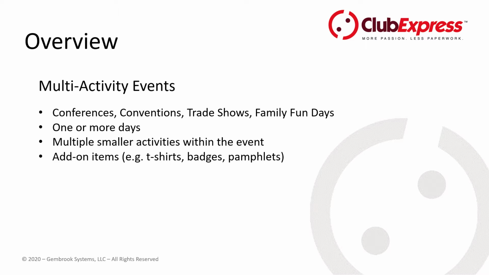So for example, if you want to give people the option to buy a t-shirt, you can configure the individual activity as an item that people select when registering, because all of those activities and items that are part of that multiple activity event are things which are selected when someone registers. And we're going to show you how to do both of those today.